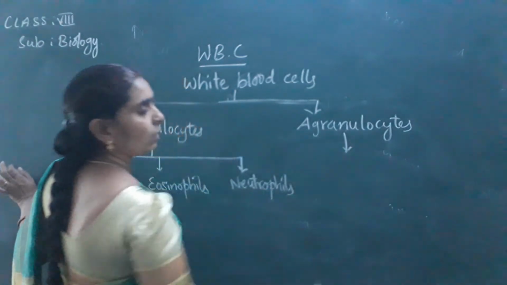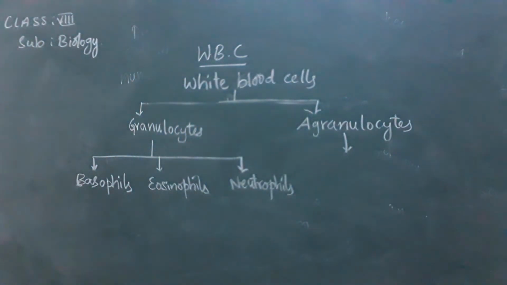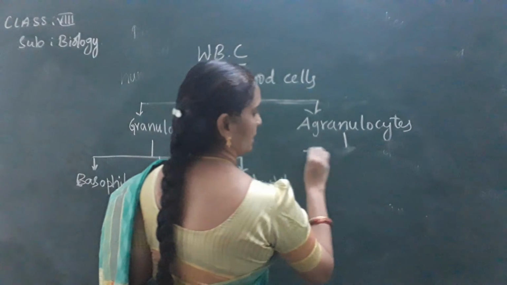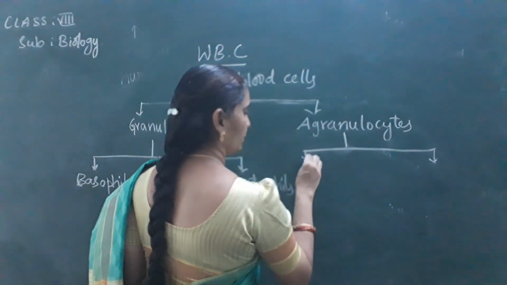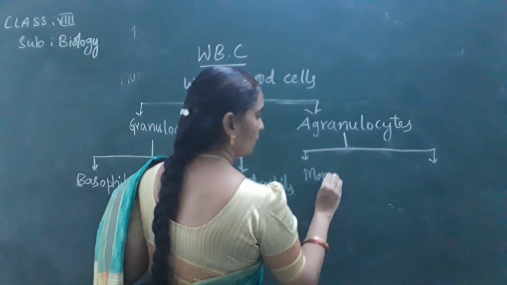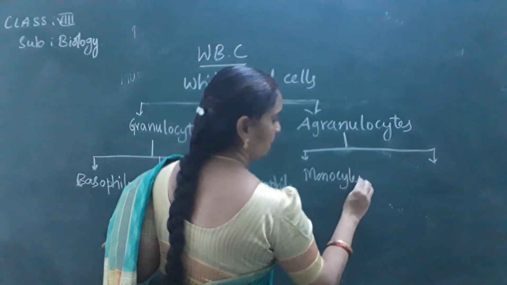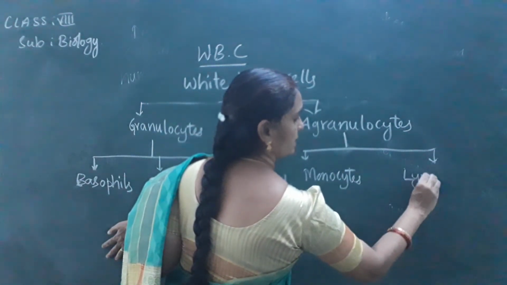And agranulocytes are divided into 2 types. They are monocytes and lymphocytes.